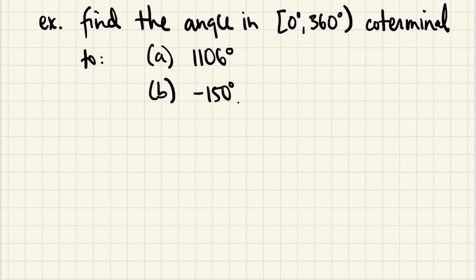All right, well, since every angle is coterminal to something from 0 to 360, that means we ought to be able to take an angle like 1,106 degrees and figure out what it's coterminal to between 0 and 360. So let's look at that guy. The way we do that is just by successively subtracting 360 degrees until we're in the target interval.